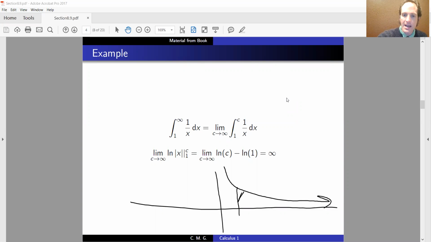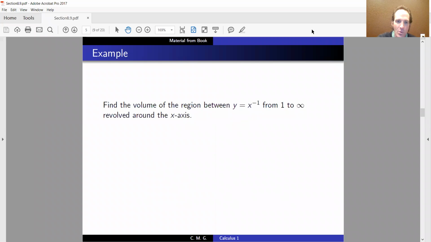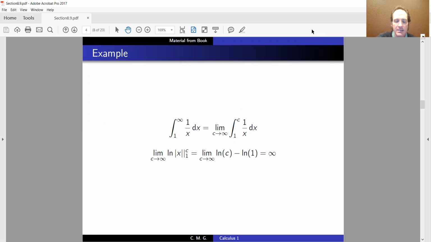This curve 1 over x is not decaying fast enough. Now, as with many things infinite, there are lots of uncomfortable situations to be in. Infinity is not a comfortable place to live, and we definitely don't like having infinite stuff going through. So one of the things I want to mention here, all right, so that's great. So 1 over x, that area is too big.